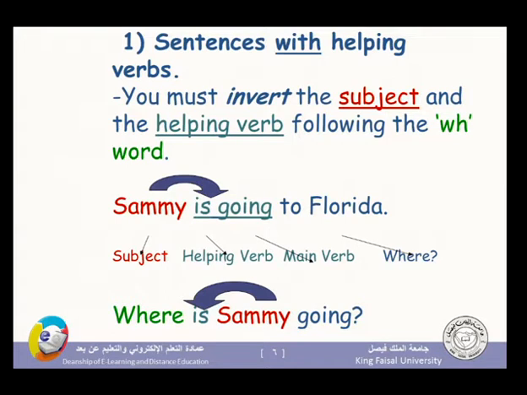For example, Ahmed is in the market. Is Ahmed? I want to ask whether he is in the market or not, so it is a place. Where is Ahmed? But before the where, the rule is inverting, locating the auxiliary before the subject, which is he. He is, or Ahmed is in the market. He is in the market. Is he? This is the first step. I want to ask about the place. Where? Where is he? The answer, he is in the market.